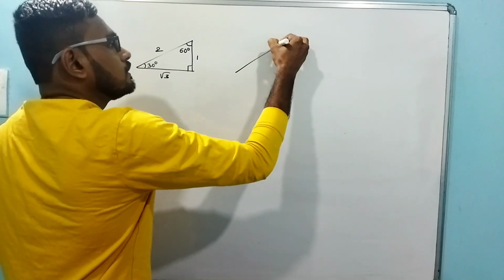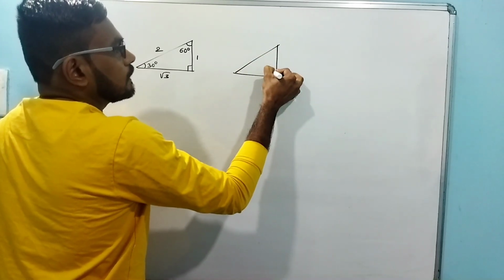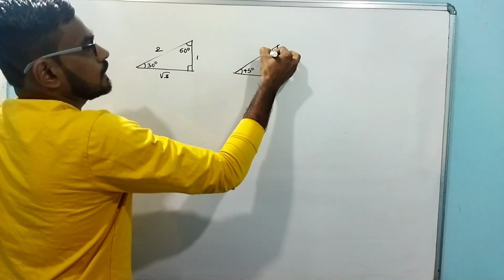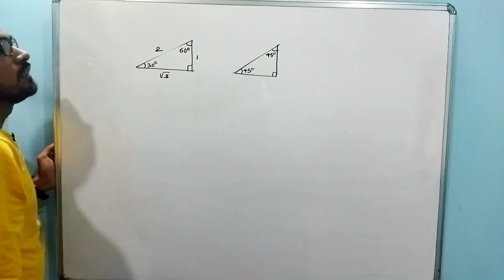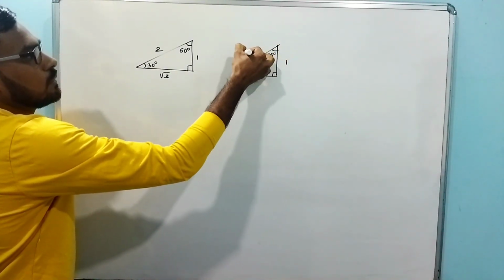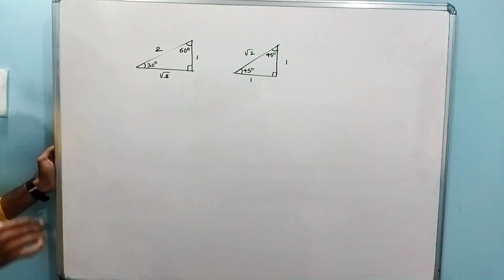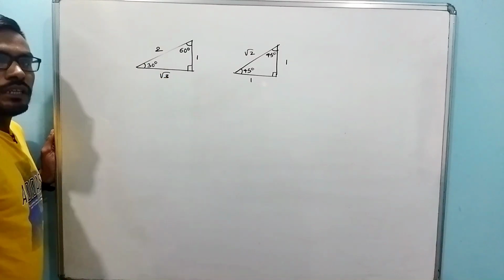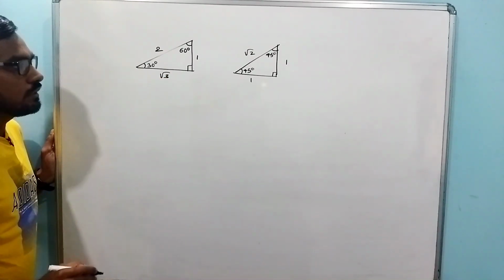Next, the 45, 45, 90 triangle. 45 degree, 45 degree, and this is 90 degree. The sides are 1, 1 and root 2. So these things you have to remember. You can find your own way to remember this, or I have one way to remember that.